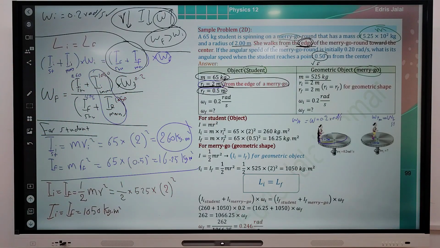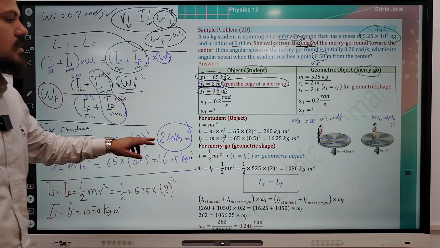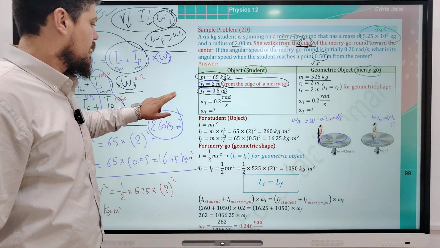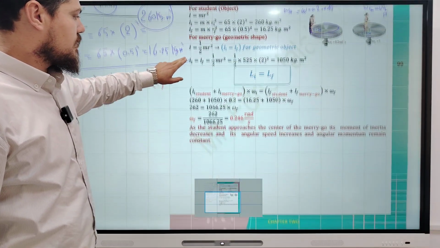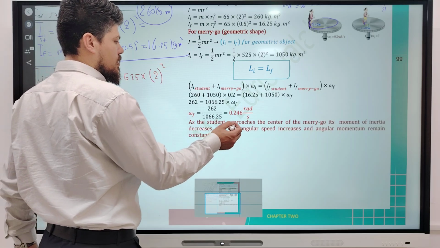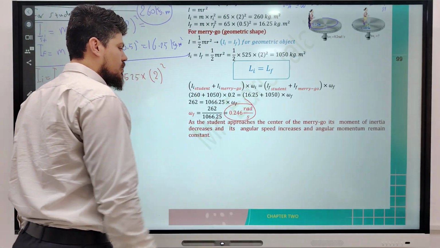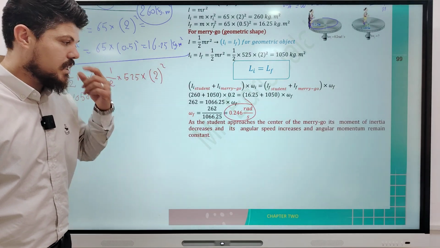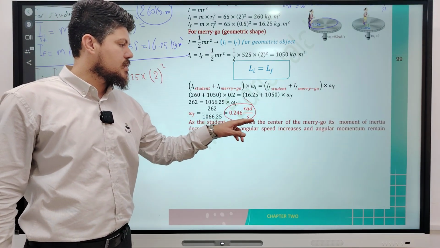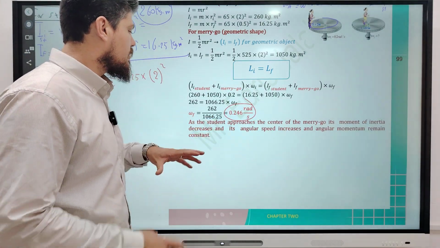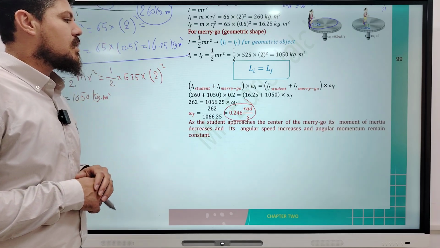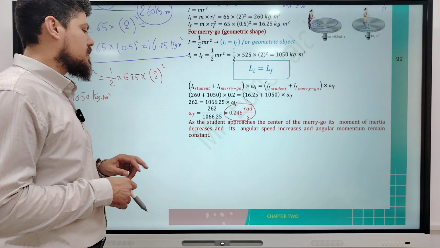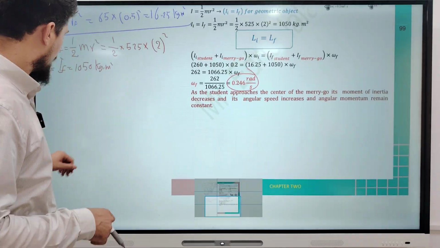Now we have all the quantities, so you can find the final angular speed. After replacing into this equation, omega final is equal to 0.246 radian per second. So as the student approaches the center of the merry-go-round, her moment of inertia decreases and her angular speed increases, and angular momentum remains constant.